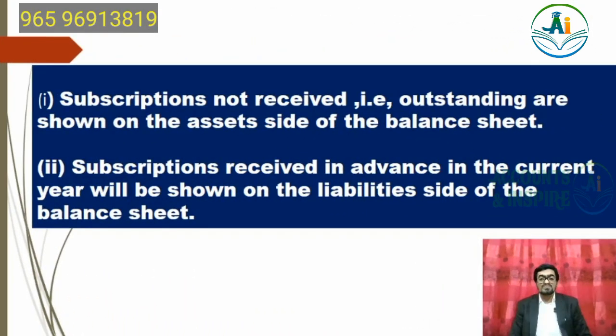Subscription not received, which we may call outstanding, is shown on the asset side of the balance sheet. Subscription received in advance in the current year: in the current year we got the money, but actually that amount belongs to the next year. In such cases, subscription received in advance in the current year will be shown on the liability side of the balance sheet. Hope you understood, my dear.